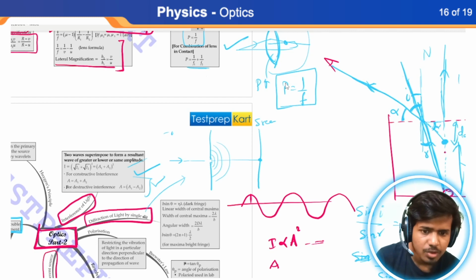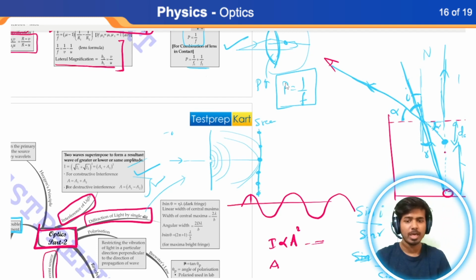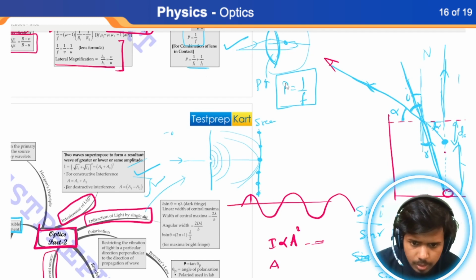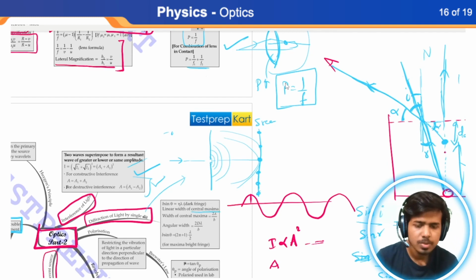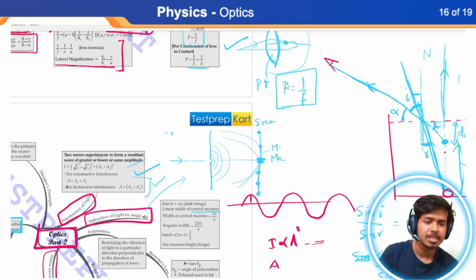And as the wave touches the screen, it produces certain bright bands and lesser intensity bands. So the central one will be a maxima, and then a minima. The intensity will decrease and increase.